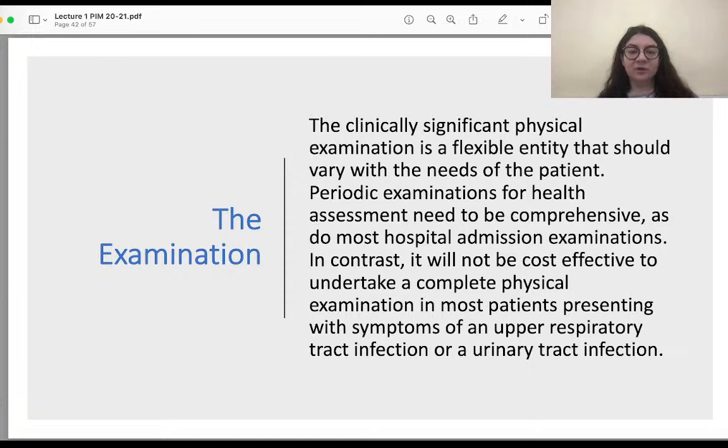The clinically significant physical examination is a flexible entity that should vary with the needs of the patient. Periodic examination for health assessment needs to be comprehensive, as do most hospital admission examinations. In contrast, it will not be cost-effective to undertake a complete physical examination in most patients presenting with the symptoms of an upper respiratory tract infection or urinary tract infection.